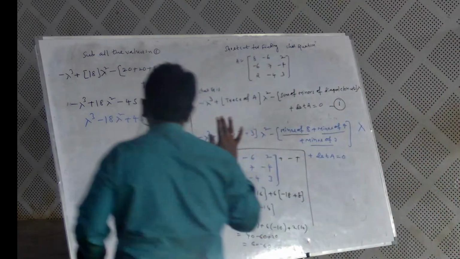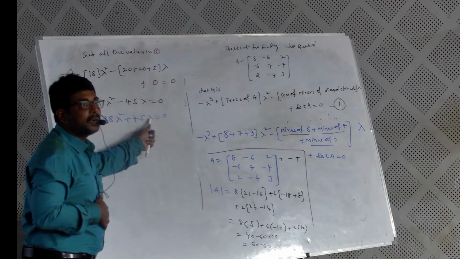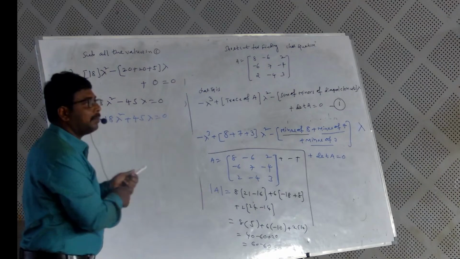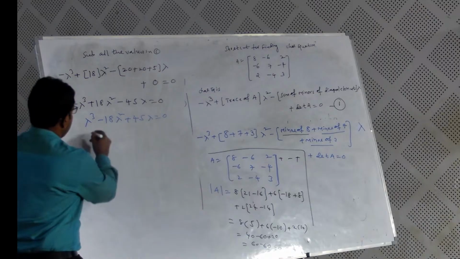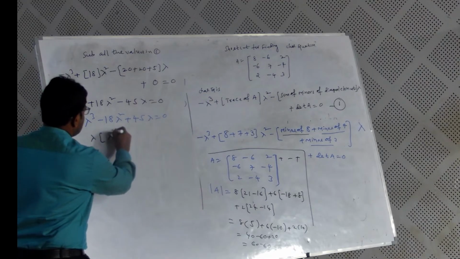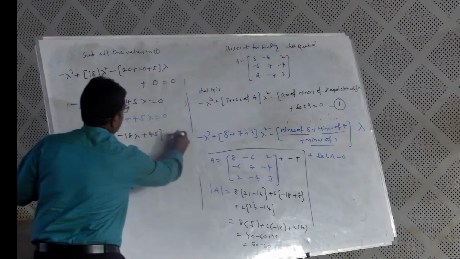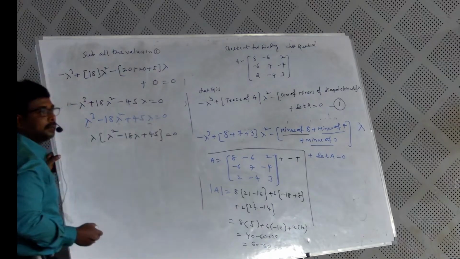And moreover, every term contains lambda. There is a lambda, there is a lambda, there is a lambda. Why don't you take lambda common? Take lambda common, tell me. Lambda square. Yes, I have taken lambda common.